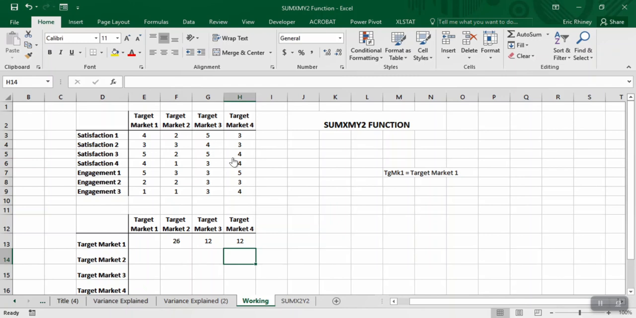All right. So we see that there is a distance of almost, well, not almost, twice as much. Target market 1 and 2 are twice the distance from each other as target market 3 and 1 and target market 4 and 1. So target market 1 and 3 are the same distance from each other as target market 1 and target market 4. They have the distance of 12.